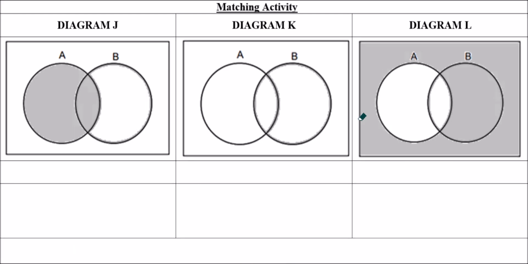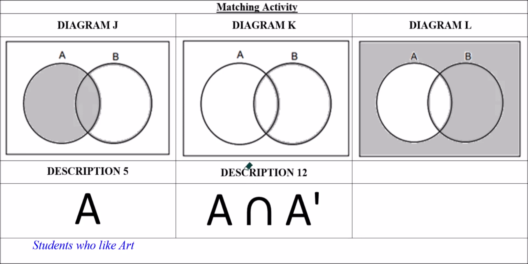The last three, J, K and L. J is dead easy, it's just circle A, and that's just all the students who like art. K, equally simple, that's just nothing at all. So description 12 is this one.